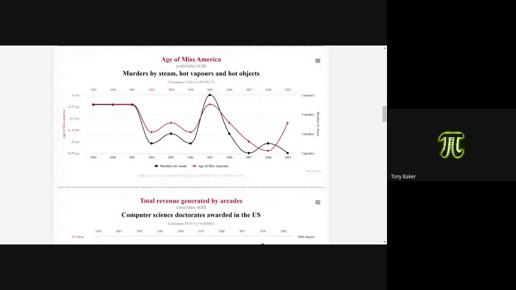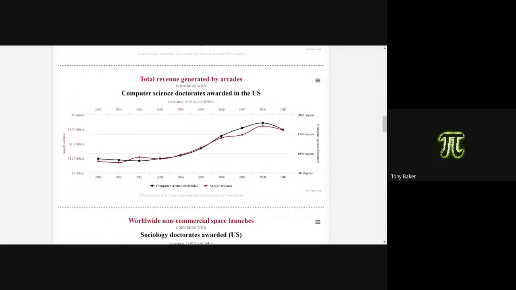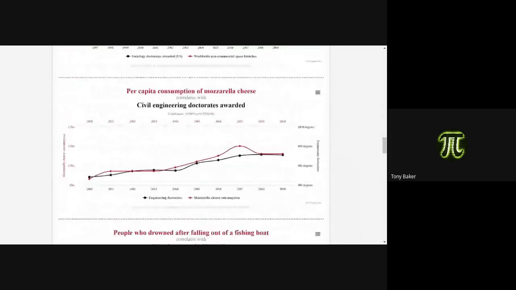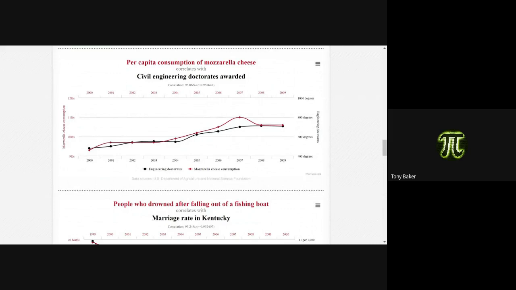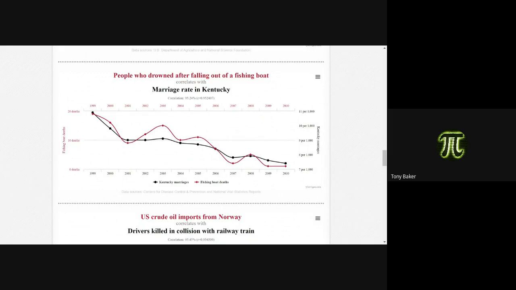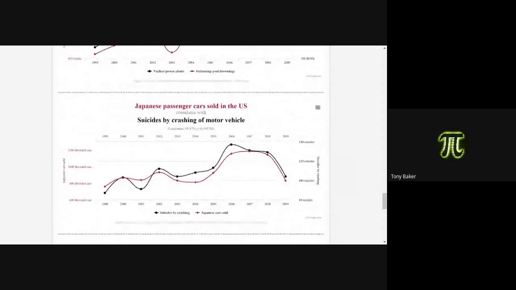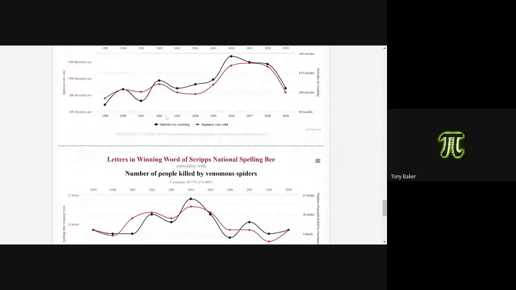The age of Miss America correlates with murders by steam, hot vapors, and hot objects. Now this one I can say maybe there is some kind of causation: the total revenue generated by arcades correlates with computer science doctorates awarded in the U.S. Because they all go to the arcade to play games. Per capita consumption of mozzarella cheese correlates with civil engineering doctorates. People who drowned after falling out of a fishing boat correlates with the marriage rate in Kentucky. So there are crazy ones. All right, it's a funny website.